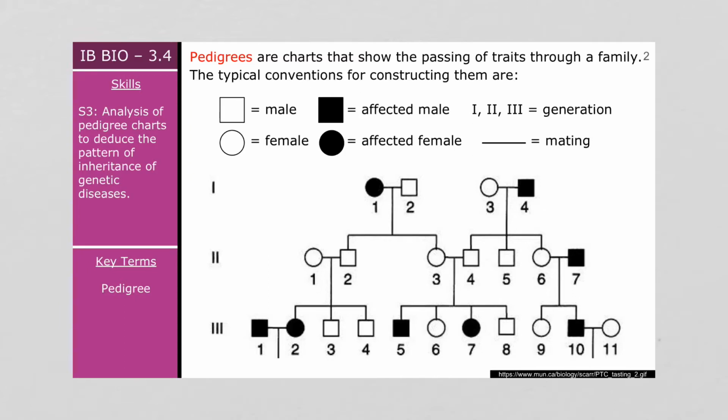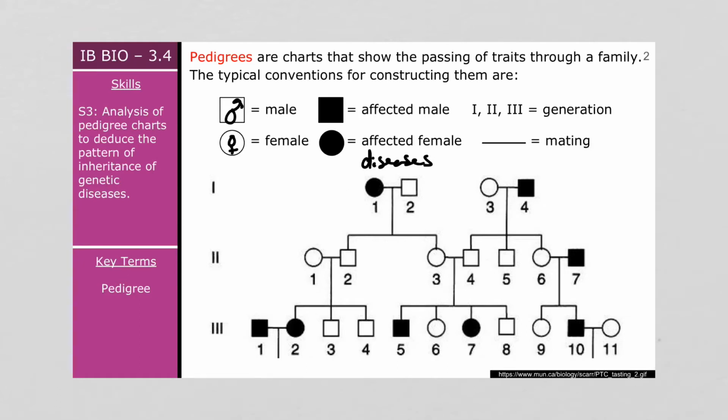Now, there are typical ways to represent, not 100% of the time, but most of the time, the square is used to represent the male and the circle for the female. Affected means the phenotype is showing. Now, almost always these are for diseases. So an affected person would be a person who has the disease trait.